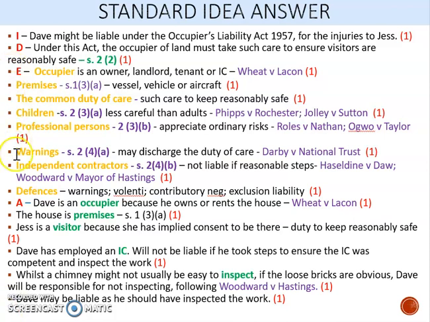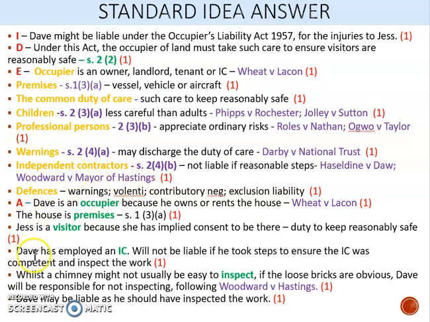And you can see here that my E is acting as a checklist for what goes in my A. So in my E, the first thing I've said is that we need an occupier. And in my A, I've said Dave is an occupier because he owns or rents the house. I then in my E talked about premises. So in my A, I've then said that Dave's house is premises. So you can see that you're going through all of the elements. And I've talked about the fact that Jess is a visitor. She's got implied consent. I've then talked about the fact that what's relevant here, children aren't relevant, professional persons aren't relevant here, it's independent contractors.